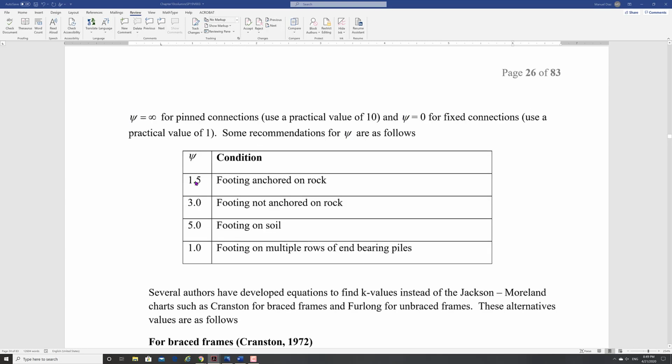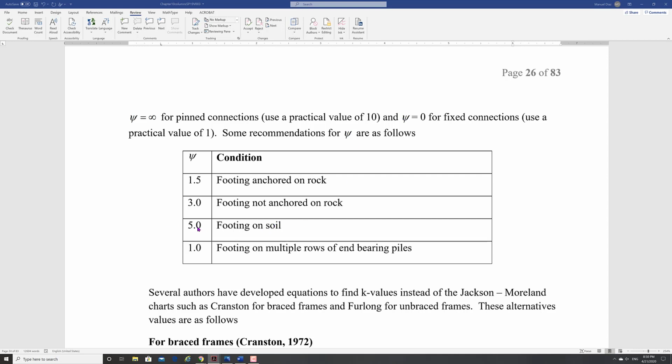Now, here are some practical recommendations for real life. If you have a footing that is anchored on rock, or better, embedded, really inside the rock, use 1.5, because it's closer to fixed. If the footing is just sitting on top of the rock, then a 3. Footing on soil should be a 5. It's not a 10. It's not pin, but it's not fixed either.